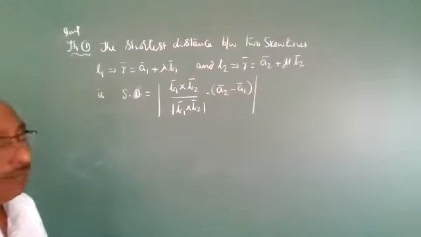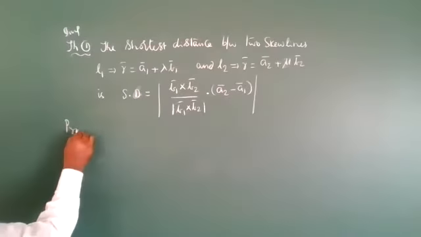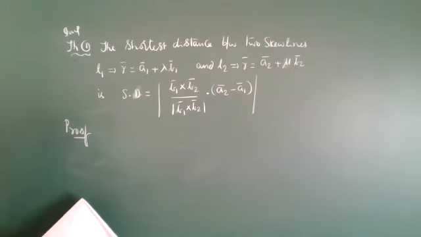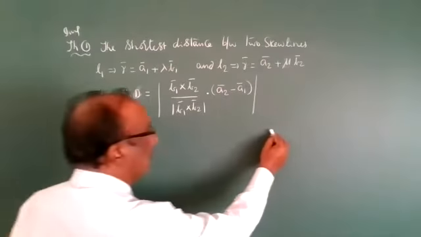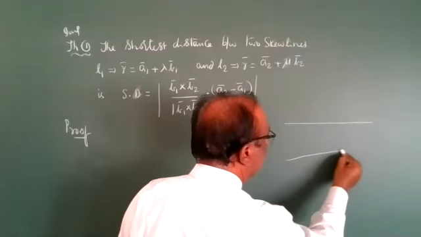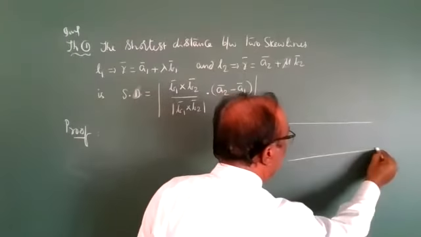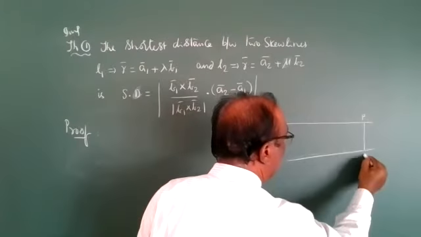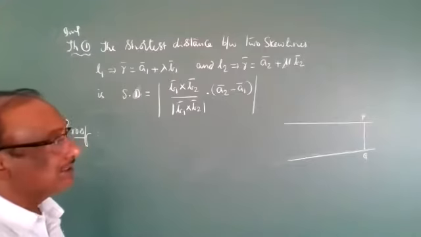Right, everyone see. So for the proof of this theorem, I will take the two skew lines. First, everyone write down the two skew lines. I am going to draw the figure. One line and second line. This is PQ, the shortest distance.